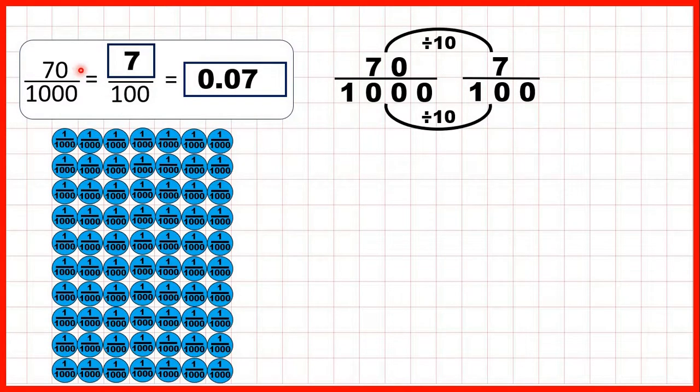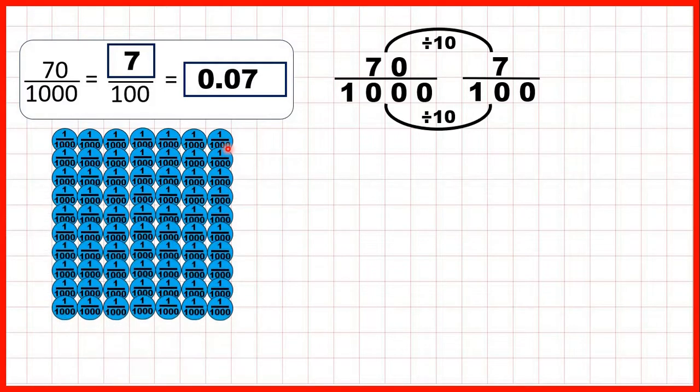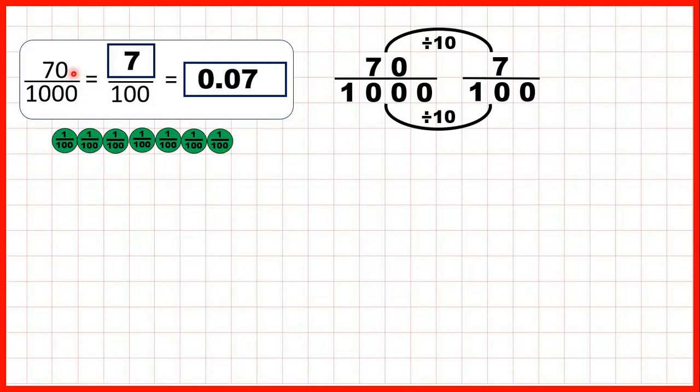Then for the second question, we had 70 thousandths, so here we've shown 70 thousandths counters. But remember, 10 thousandths can be exchanged for 1 hundredth. So that's why 70 thousandths is equivalent to 7 hundredths, so it can just be written as 0.07 without needing the 0 on the end.